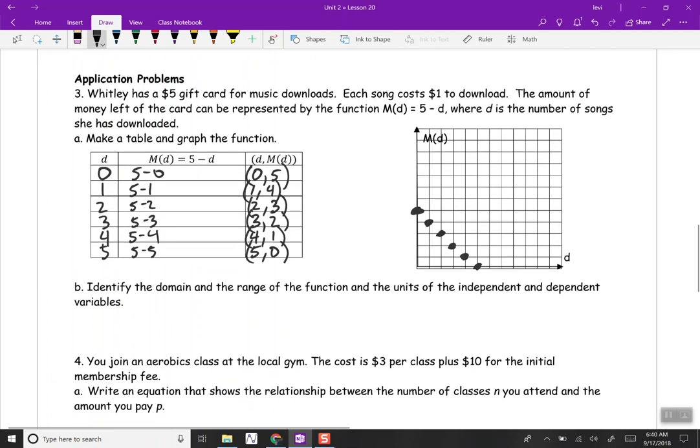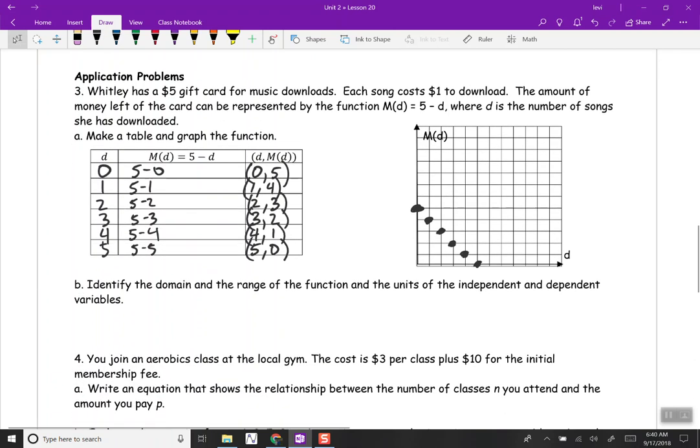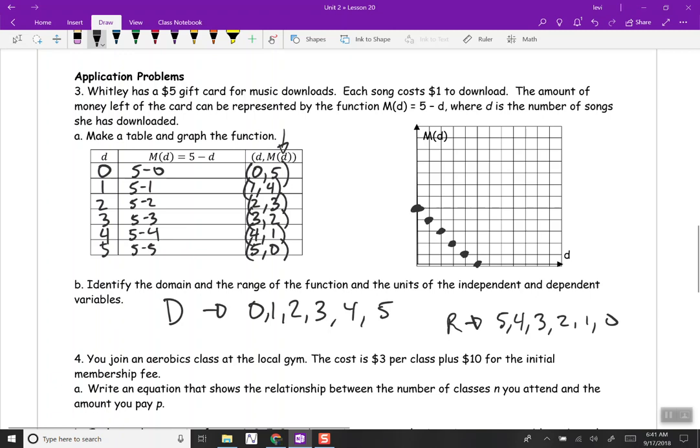The domain and range of the function. So the domain is 0 through 5: 0, 1, 2, 3, 4, and 5. The range are the y values, and that's 5 through 0: 5, 4, 3, 2, 1, and 0.